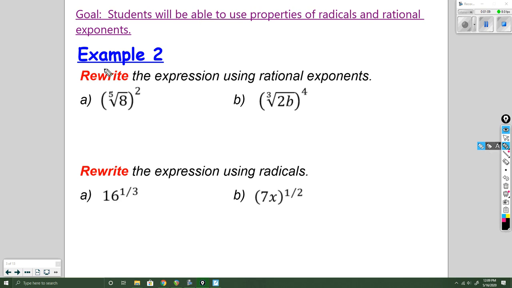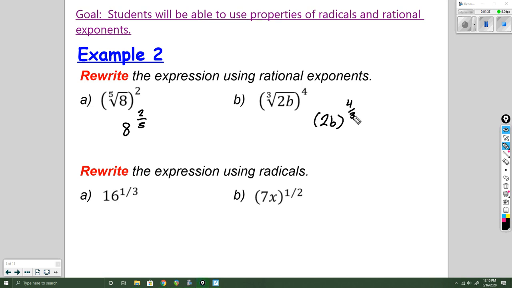Alright, in example 2 we're going to rewrite the expression using rational exponents. Alright, so remember what we're raising this to goes on top of the fraction. The index goes to the denominator, so that's 8 to the 2/5 power. Notice that 2b is what's inside that radical. So 2b goes in parentheses, and we're raising 2b to the 4/3 power.